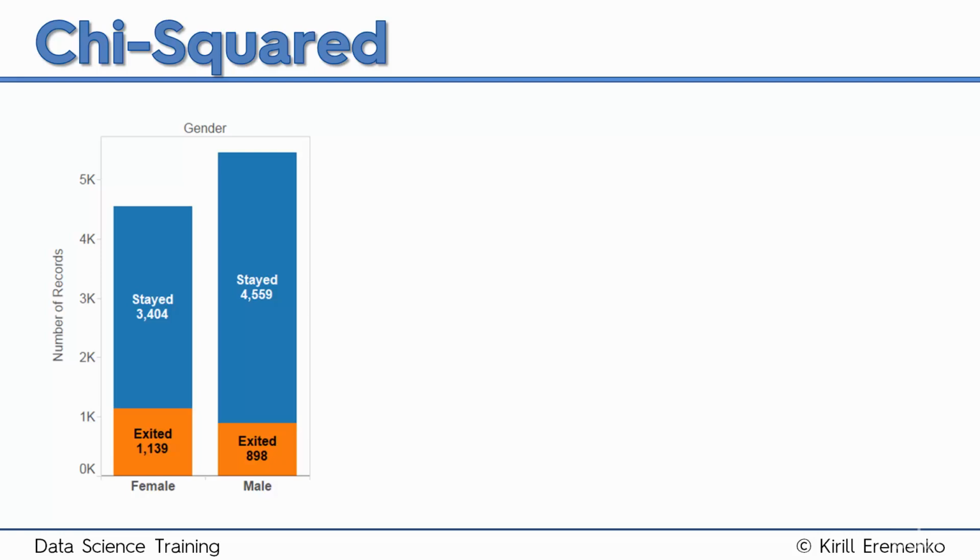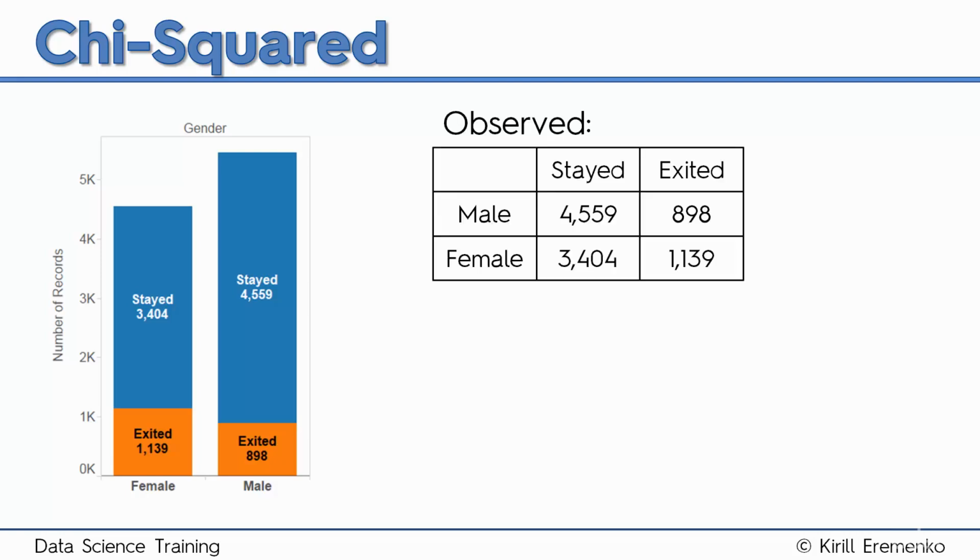So now let's put this information into a table. This is what it will look like. This is the observed table. This is what we saw, the number of male and female customers that stayed and exited. So you've got the categories as rows, and you've got the outcomes as columns. That is the conventional way of representing a chi-squared test, a table for a chi-squared test.